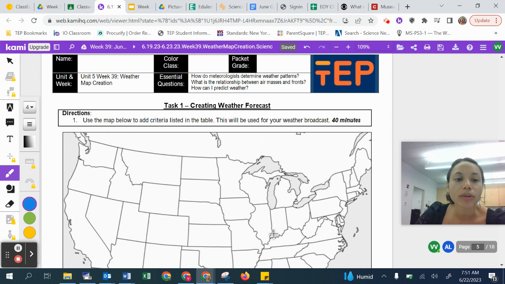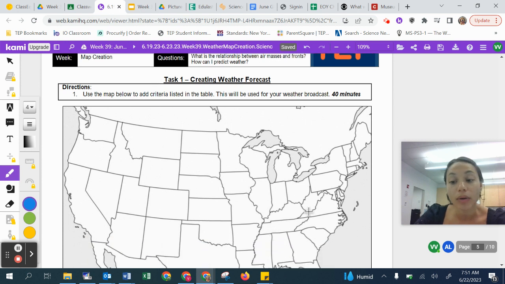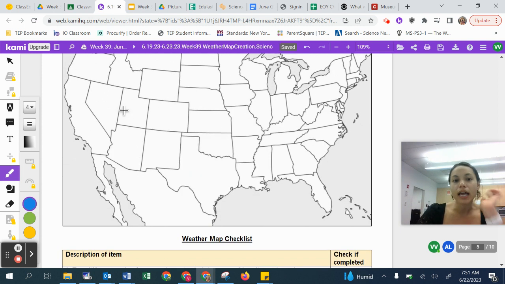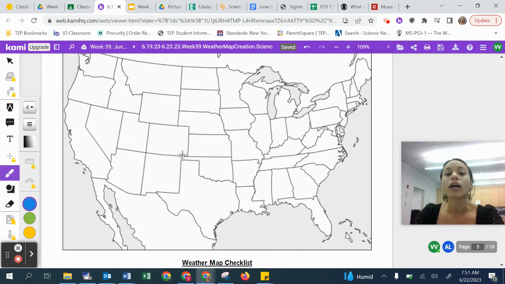Now, next, what you're going to be doing today is creating a weather forecast. But before we create a weather forecast, I told you you'd have the opportunity to create your own weather map. So with this weather map, follow this checklist that you see here. So you need to do one: two different weather fronts are drawn, an occluded, warm, cold, and/or stationary. You only need to do two different types of weather fronts, and they can be drawn anywhere on here. Okay, so why don't you draw them now, and you can pause this video, or you can do all of it at the same time.